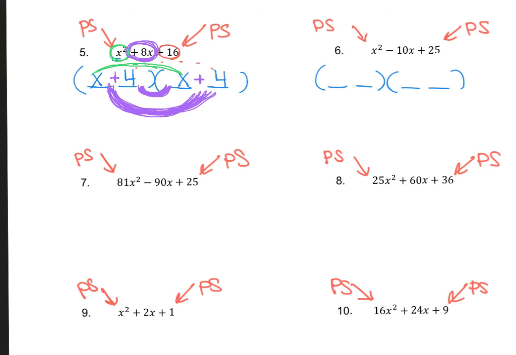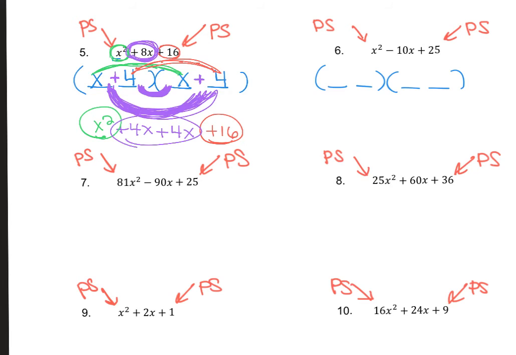X times x gets me x squared. 4 times x gets me 4x. X times 4 gets me another 4x. And then 4 times 4 gets me 16. So notice, this one is correct. This one is correct, right? And then in the middle, is this one correct? Does that get me plus 8x? Yes, so I'm good to go.